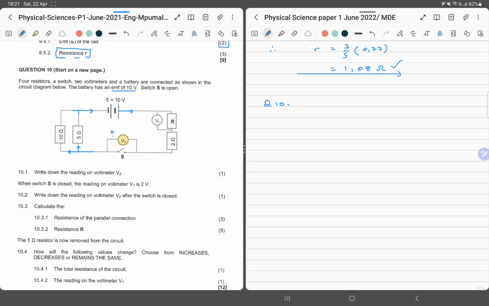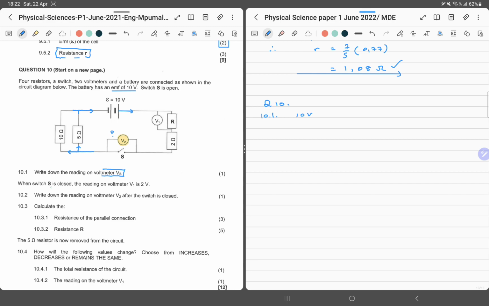Now, there comes a question. Write down the reading on V2. Remember, V2 is when the switch is open. So to answer 10.1, we know that it is going to read 10 volts. It reads the EMF because it is as good as the voltmeter across the terminals of that battery. Just don't worry about the distance away. It's fine. That's what it is, okay?